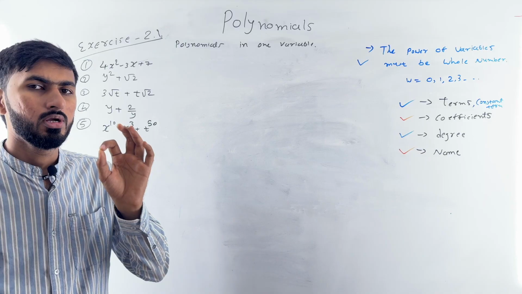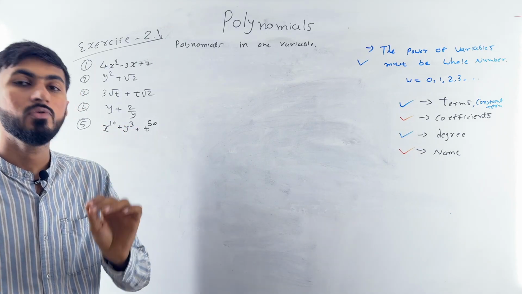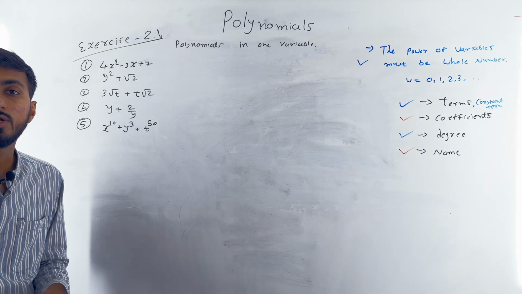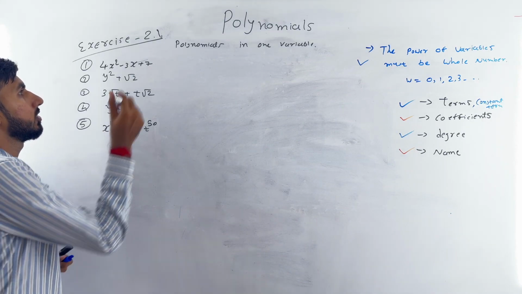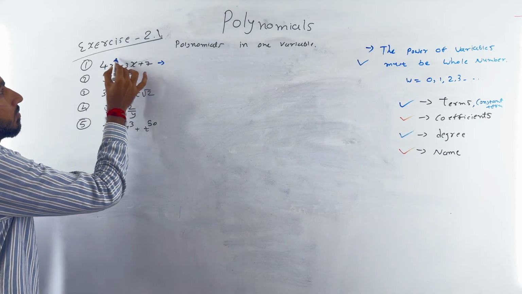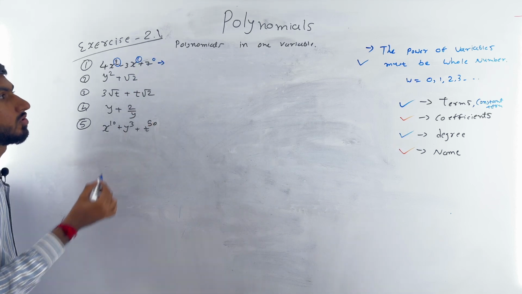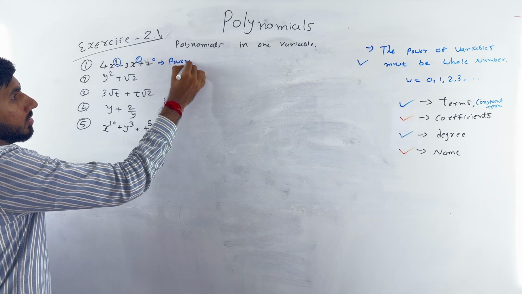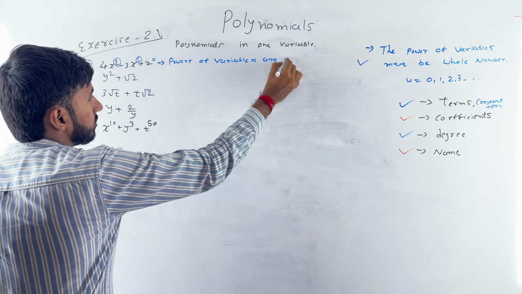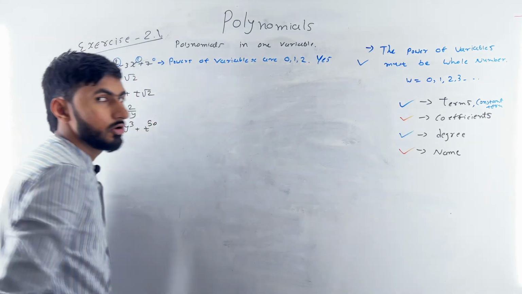The simple rule to identify whether it is a polynomial or not is to look at the powers of the variables. If the powers of the variable are whole numbers, then it is a polynomial. So for the first one, I have 4x square minus 3x plus 7, right? Here I have x power 2, x power 1, and x power 0. So the powers of variable x are 0, 1, and 2, right? So yes, it is a polynomial with one variable.